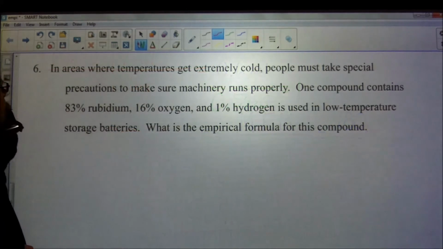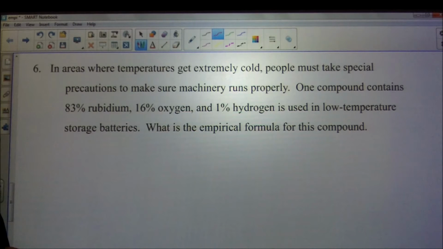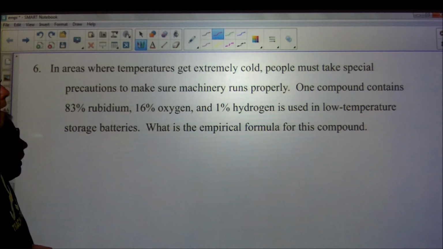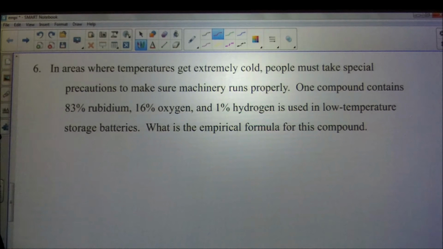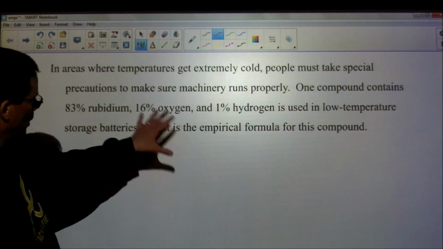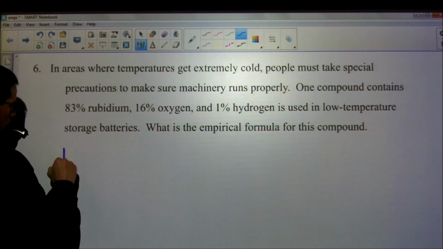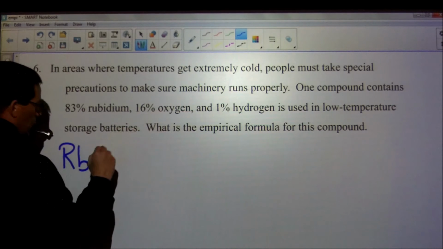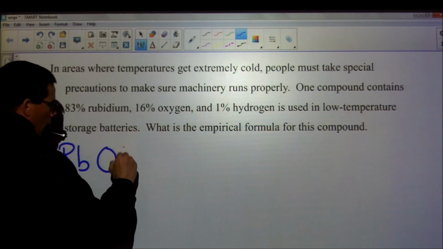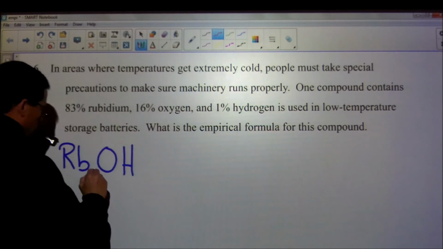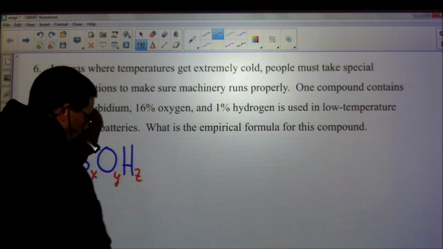Okay. Number 6. In areas where temperatures get extremely cold, people must take special precautions to make sure machinery runs properly. One compound contains 83% rubidium, 16% oxygen, and 1% hydrogen, and is used in low temperature storage batteries. What is the empirical formula for this compound? So again, keep it in the same order. We have 83% rubidium, then 16% oxygen and 1% hydrogen. So what we're looking for here is X, Y, and Z.